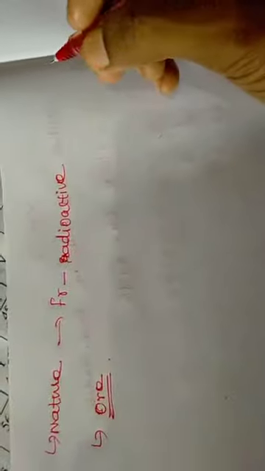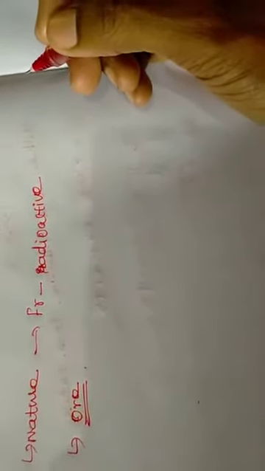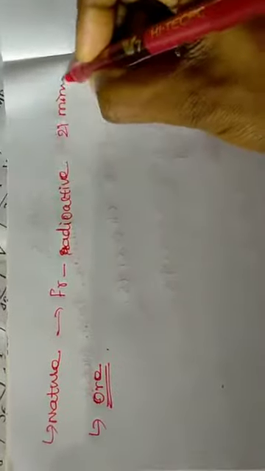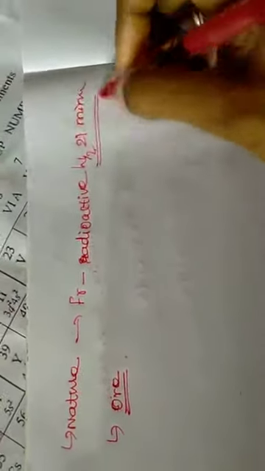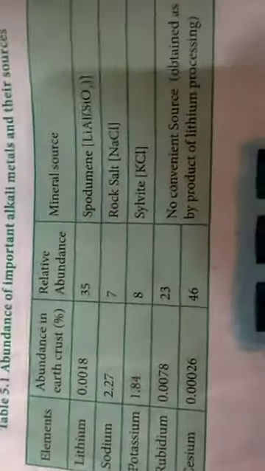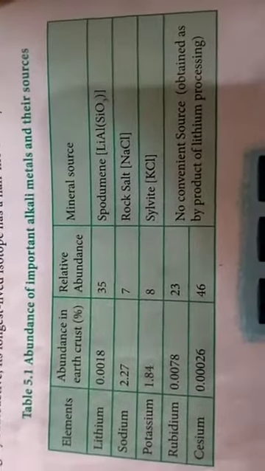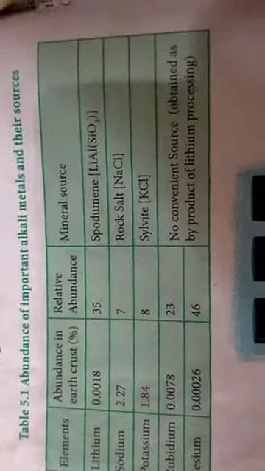Francium is a highly radioactive element and its longest-lived isotope has a half-life of only 21 minutes. As you know already, alkali metals are generally associated with other elements, and they are extracted from the earth crust as ore.